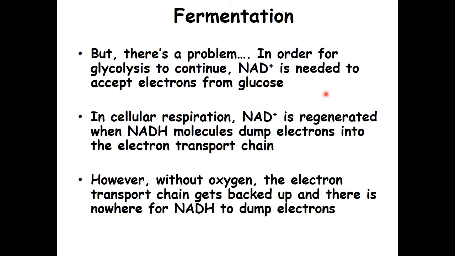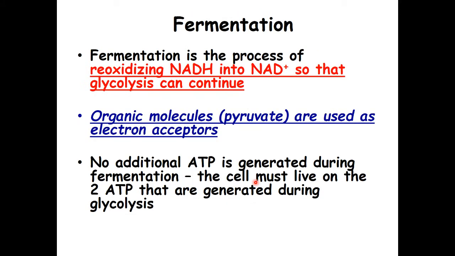The problem is you don't have enough NAD plus around to extract electrons from glucose. So in cellular respiration, NAD plus is regenerated during the ETC step. Without oxygen, the ETC step doesn't work, so you can't generate NAD plus, but there's a way to regenerate NAD plus. So the purpose of fermentation is to regenerate NAD plus from NADH. Okay, and let's talk about it. And there's no ATP being made.